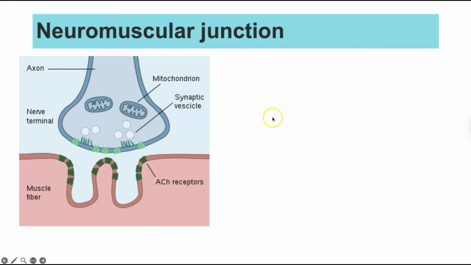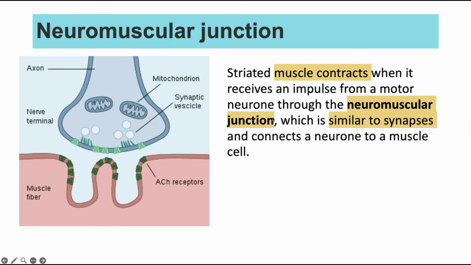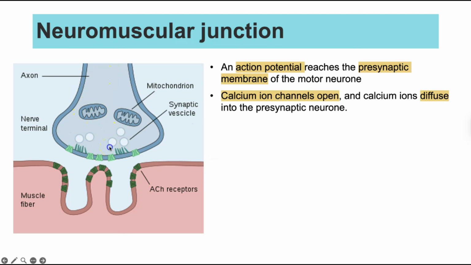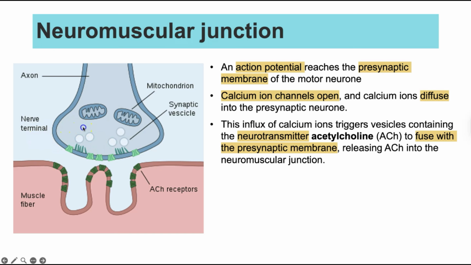A neuromuscular junction is very similar to a synapse, except instead of it being the gap between two neurons, it's actually the end of your nervous pathway where you have a gap between your motor neuron and your effector, which is a muscle. And striated muscle will contract when it receives an impulse from that motor neuron through that neuromuscular junction, and it works in a very similar way to synapses. So first of all, an action potential reaches that presynaptic membrane of the motor neuron, causing calcium ion channels to open, calcium ions diffuse in.